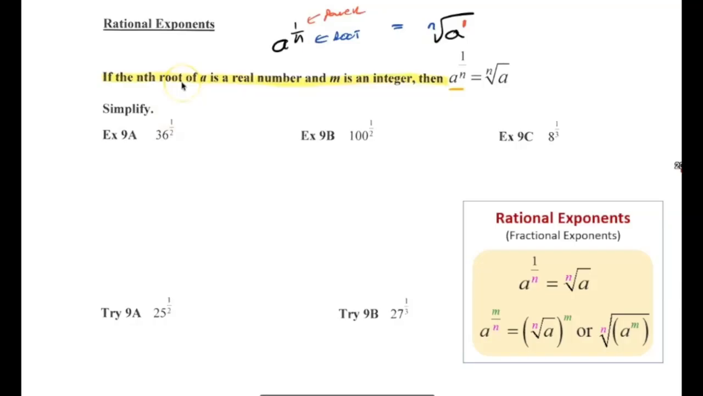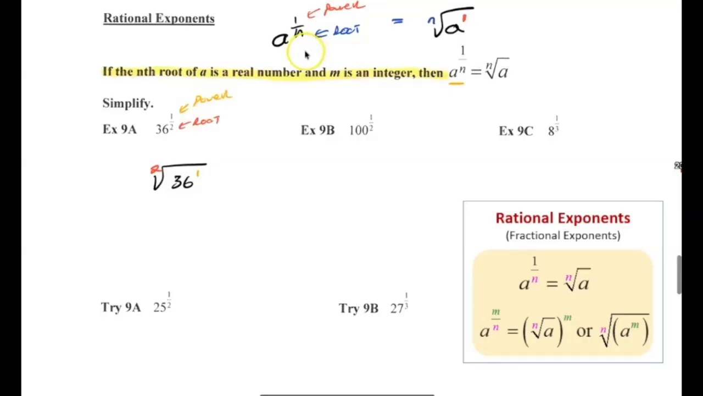If I see this first one here, 36 to the 1 over 2, remember the way it works, that's the power, and this is the root. If I'm going to rewrite it, the power never changes. 36 to the first, and the root is 2. Now, if you've never seen square root before, square root is like the opposite of a power. It's saying what times itself 2 times equals 36. And that number in this case is 6. 6 times 6 equals 36. 6 squared equals 36 is the idea. This answer is just 6.